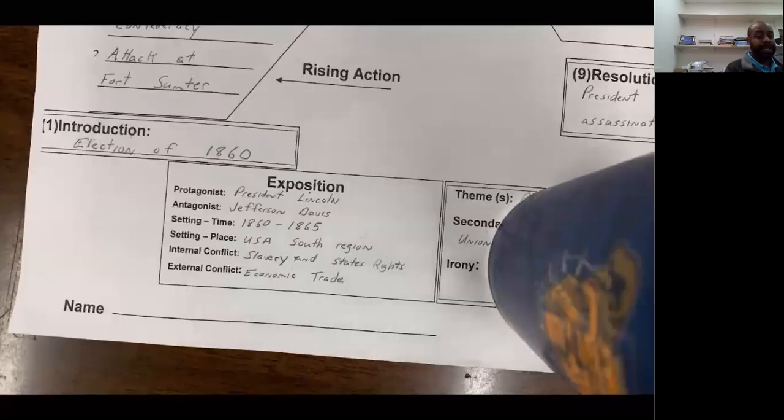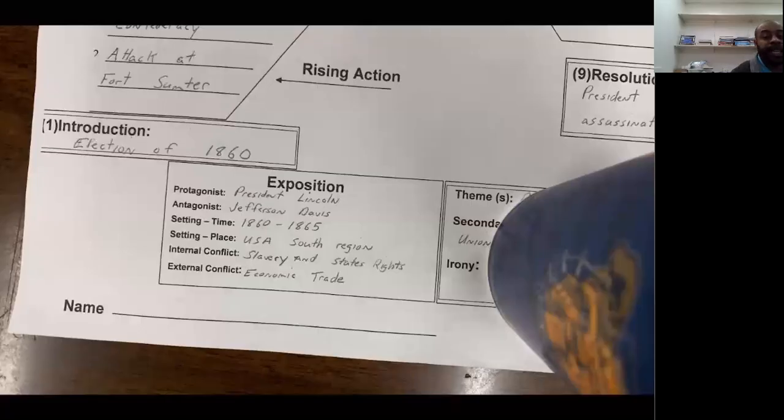The setting for this time is a 5-year period, 1860 to 1865. Where does it take place? In the U.S. South region. So this is mainly all the battles. 90% of the battles are fought from Virginia all the way to Texas. It's only 2 major battles fought above Virginia. It's not many fought in the North, just 2 battles, if you count the battles in Maryland and the 1 battle in Pennsylvania. Everything else is fought in the South.